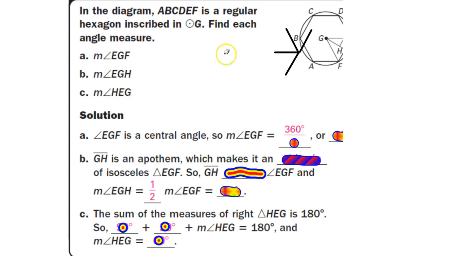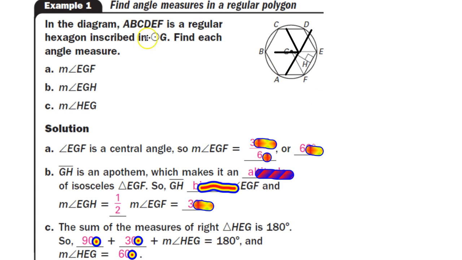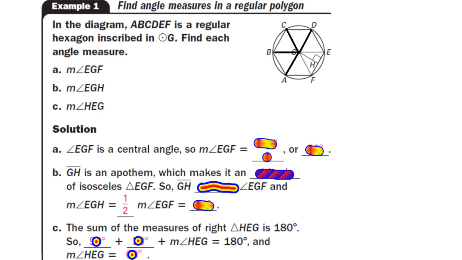So 360 divided by 6 congruent angles is 60 degrees. So each of these central angles, like EGF, measures 60 degrees. So the second one is, what's the measure of angle EGH? Okay, so this is where we have to remember what we've learned about isosceles triangles.